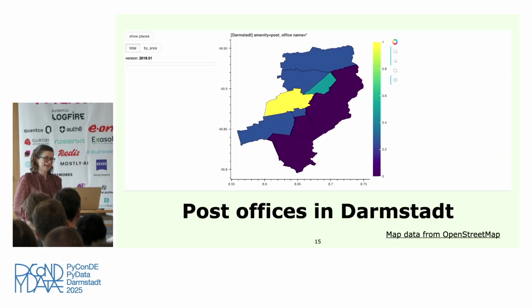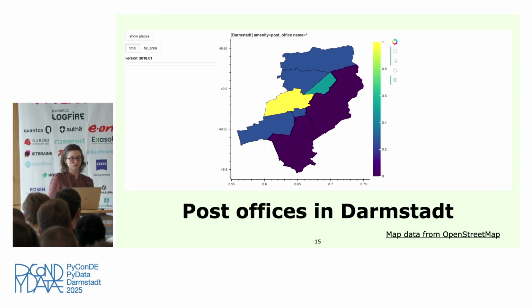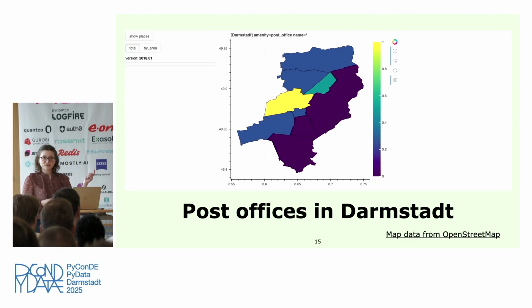Let's take a look at the final result. So here we have the post offices in Darmstadt. This is filtered just for Amenity Post Office with some name. Have a few buttons. So show places. This will show the nodes on the map. A few other buttons here, so total or by area. This is going to change the data that's used for the color map for the areas, and it's normalized here. And then we have a version slider where we can change the snapshot version over time.